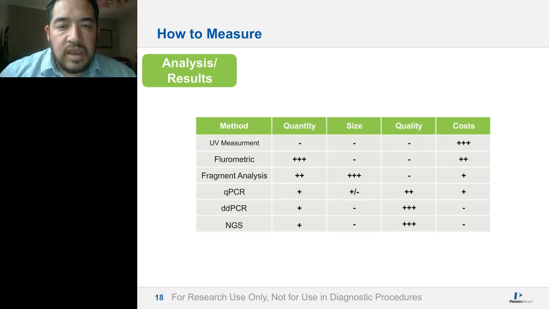So in order to really accurately quantify and qualify the amount of circulating cell-free DNA in your isolation, you really need either the use of a trace, so fragment analysis. PerkinElmer has a LabChip GX Touch that is capable of doing this, as well as quantitative PCR, digital droplet PCR, and then what is done downstream of that would be next-gen sequencing, to really give a good qualification of how good the isolation is.